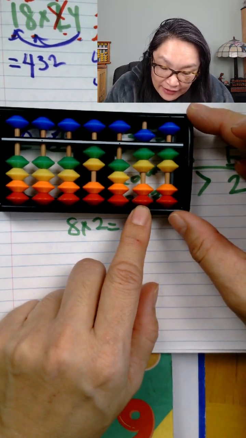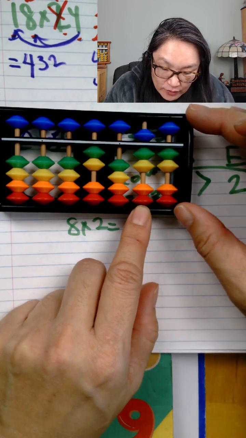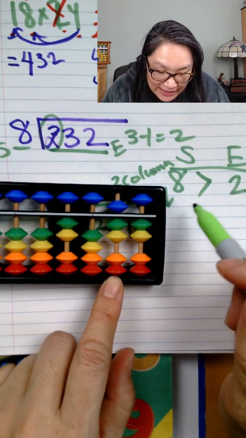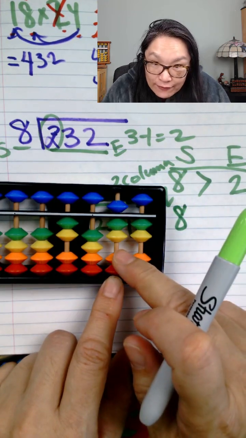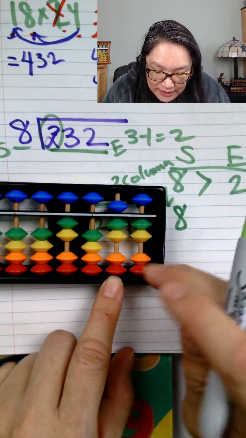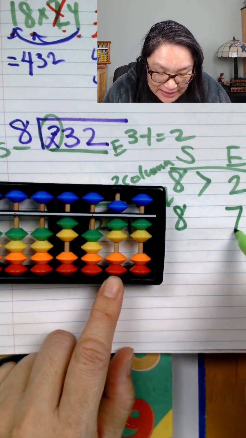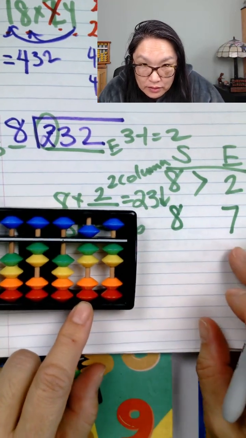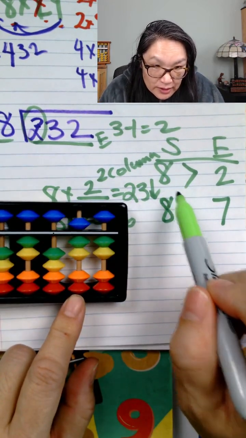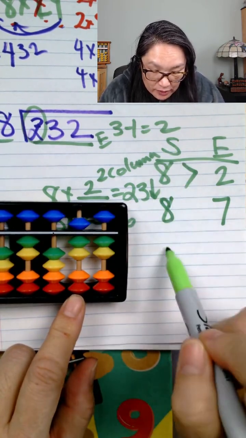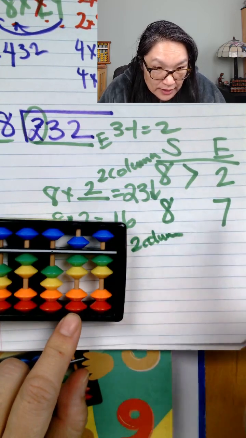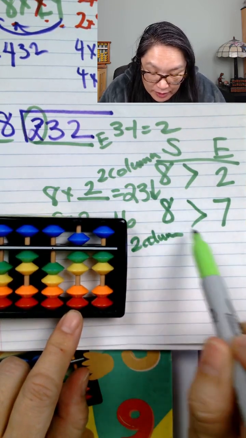I still have dividend. So my question is what? Who is bigger? My divisor is 8, or my dividend is 7. Who is bigger? Is my divisor bigger? Yeah, exactly. So my divisor is bigger. So again, I'm going to take 2 columns. Yes, my 8 is bigger. So I'm going to take my 2 columns.